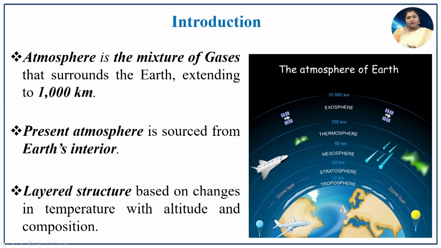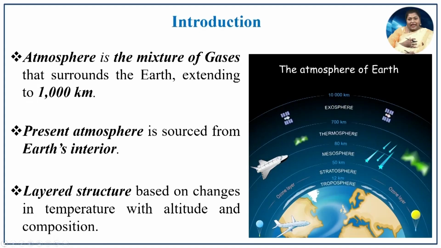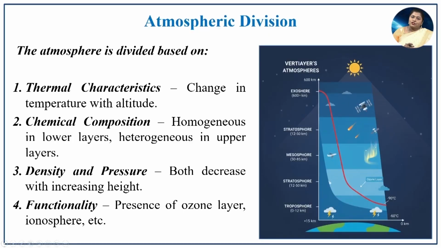The atmosphere is sourced from the earth's interior. In the evolution of the atmosphere, as we have discussed, the gases and other particles were ejected from the interior of the earth through volcanic eruption. By volcanic eruption, the components from the interior part of the earth were erupted, and they formed the atmosphere. The layered structure is based on changes in temperature with altitude and on composition.